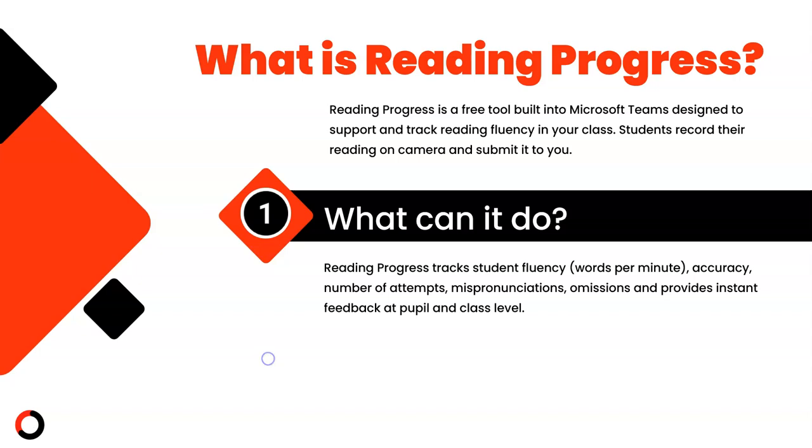What can it do? Reading Progress uses AI and it tracks student fluency, words per minute, accuracy, number of attempts, mispronunciations, omissions, and provides instant feedback at pupil and class level for teachers.